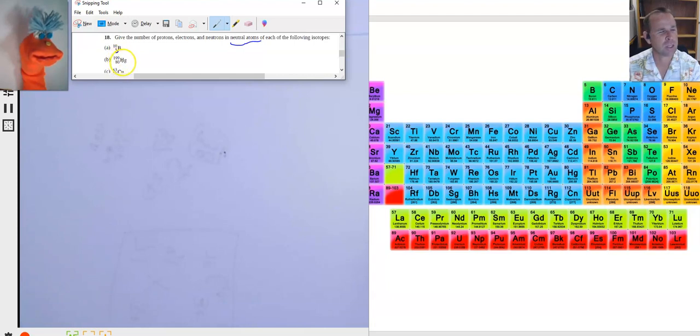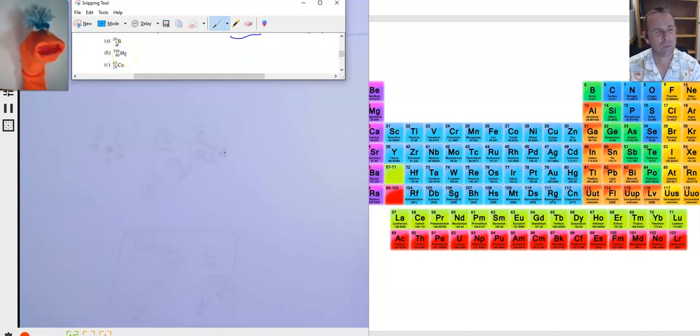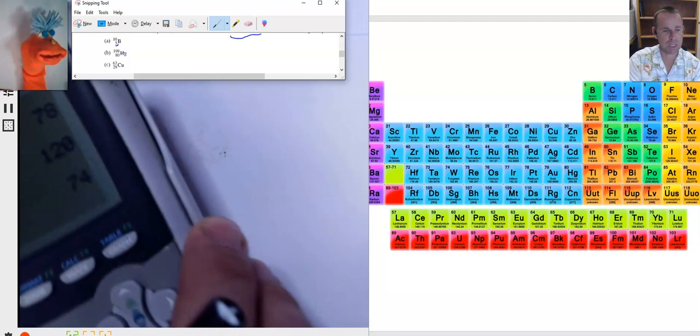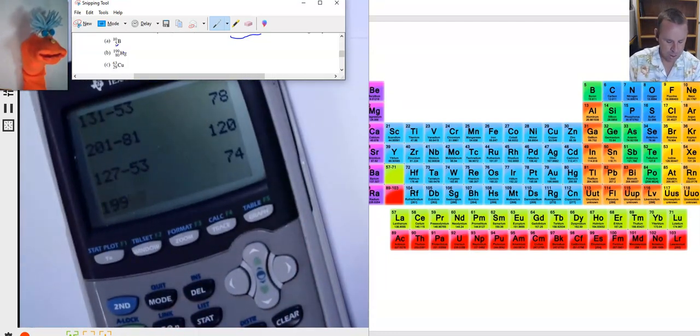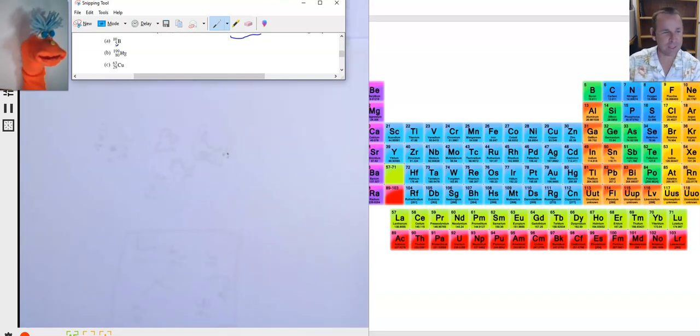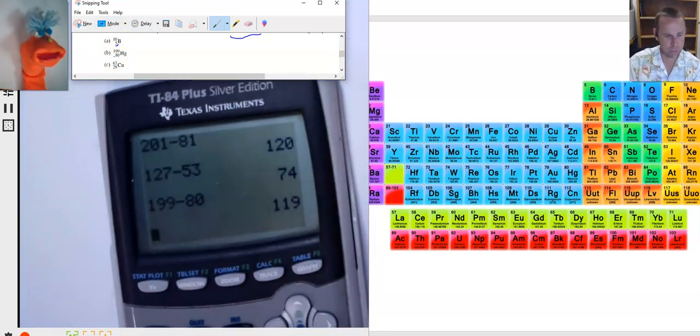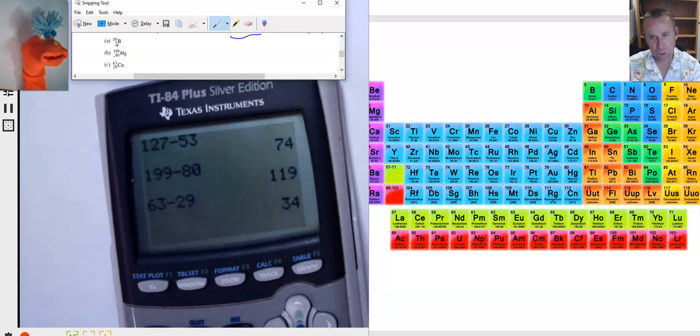Protons, 80. Electrons, 80. Neutrons, 80. That was easy. No, not 80. 110, right? 190 minus 80, you mean? Is that a 199? Oh, 199. Yeah, 199 minus 80. Okay. So 199 minus 80 is the number of neutrons, and that's 119. Okay, copper here, 63. 29 protons, 29 electrons. 63 minus 29 is the number of neutrons. Okay, 29 protons, 29 electrons, 34 neutrons, right? Yeah. Okay, awesome.